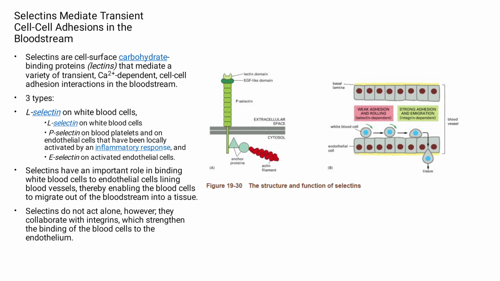In letter A, we have the structure of a P-selectin. The selectin attaches to the actin cytoskeleton through anchor proteins that are still poorly characterized. In letter B, it shows how selectins and integrins mediate the cell-to-cell adhesion required for a white blood cell to migrate out of the bloodstream into a tissue.